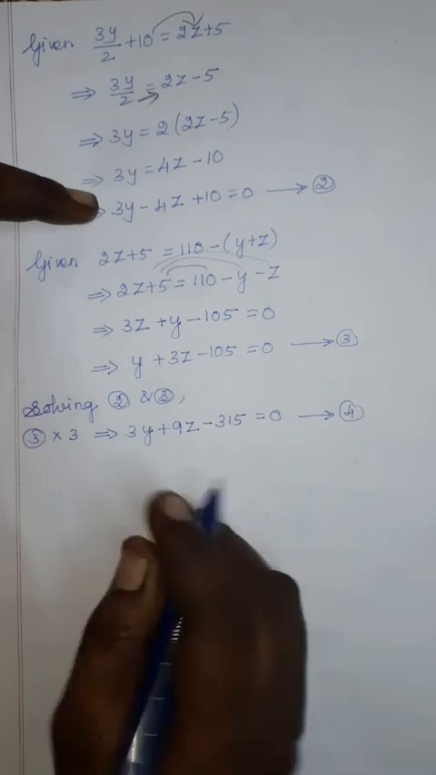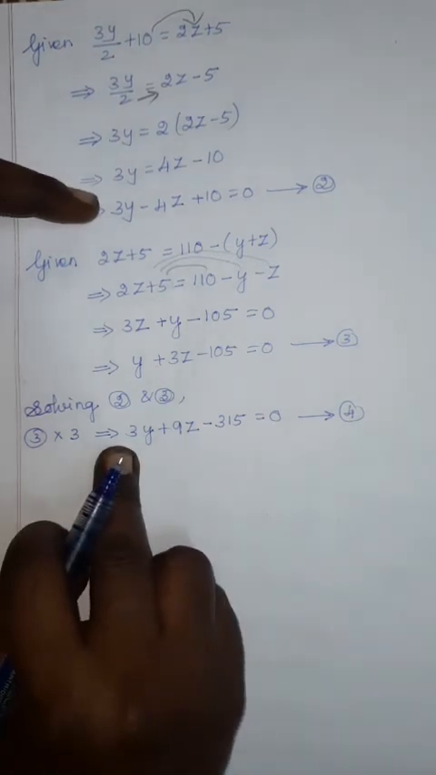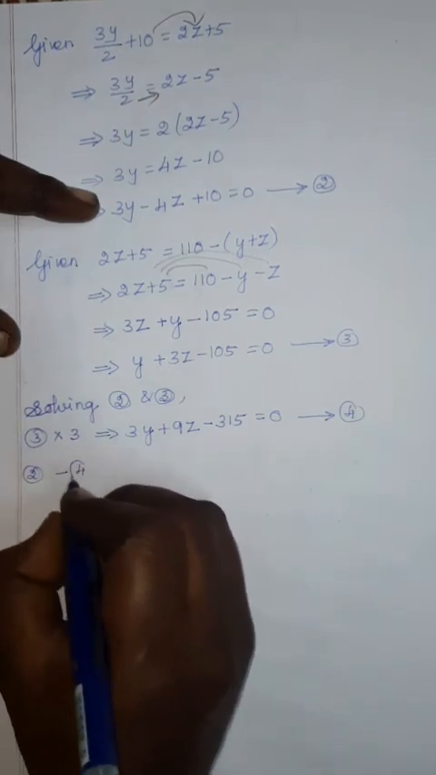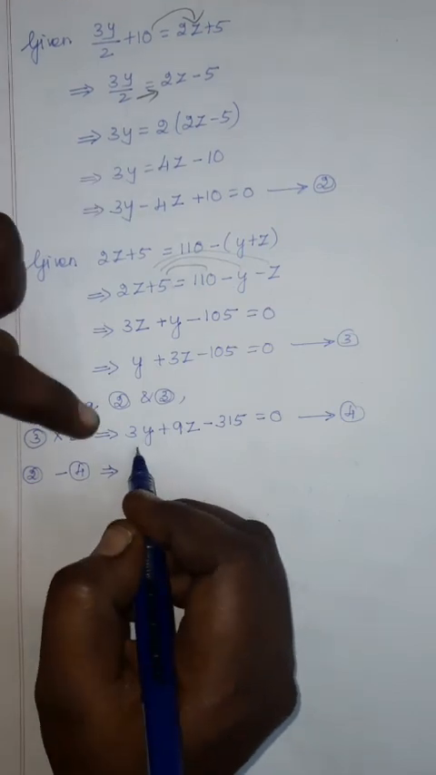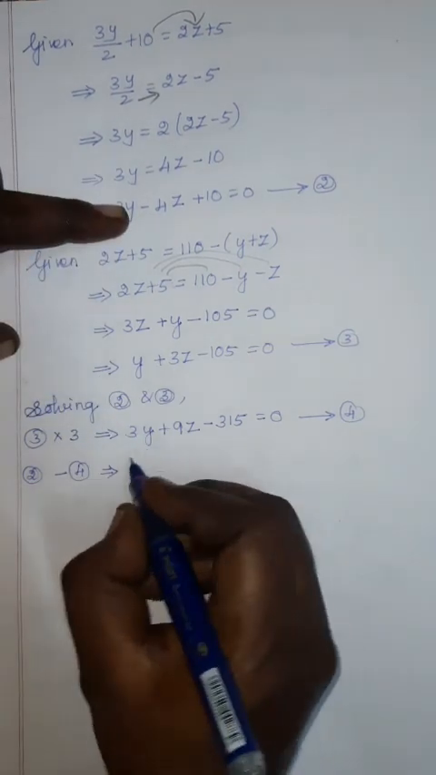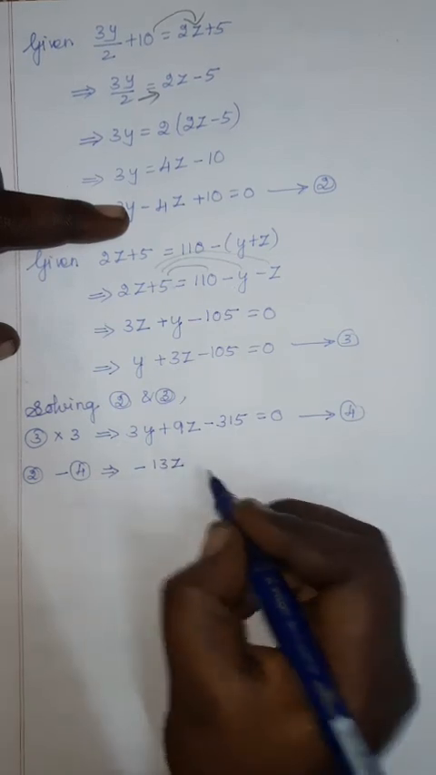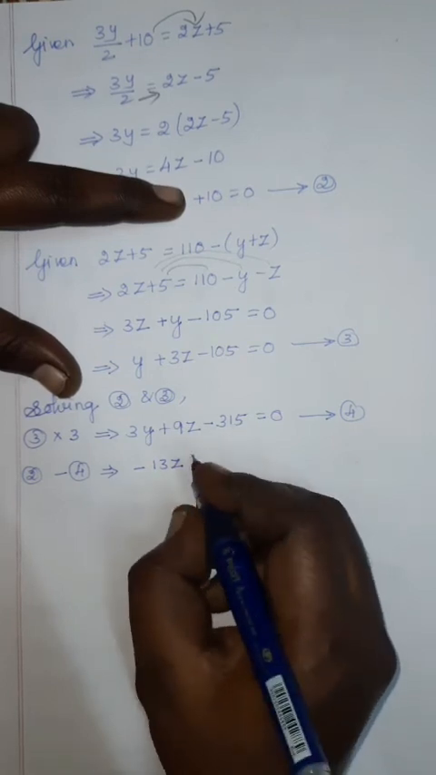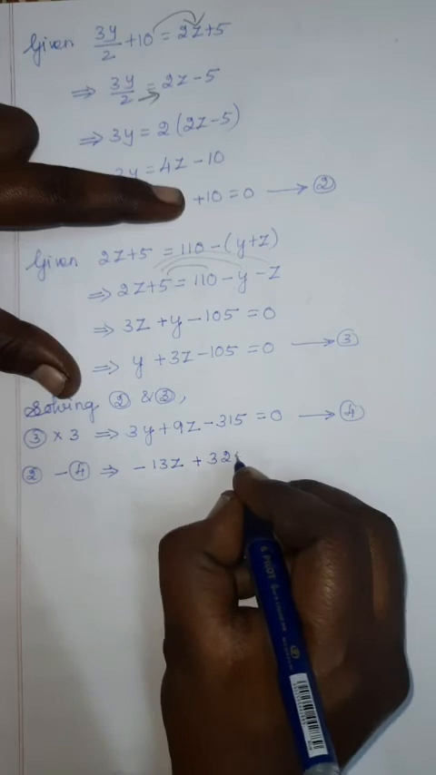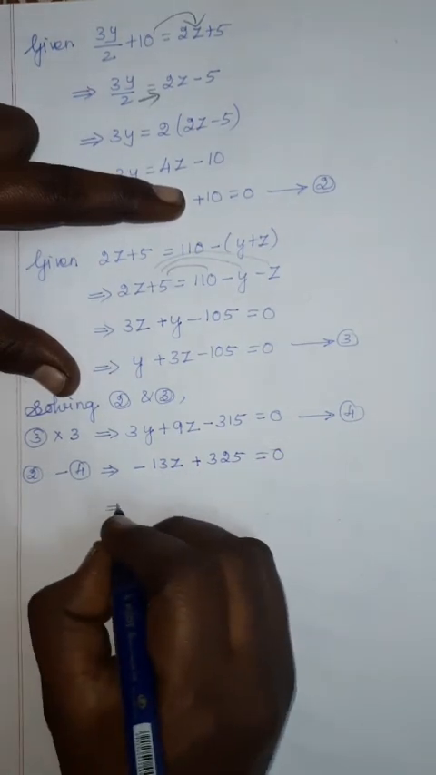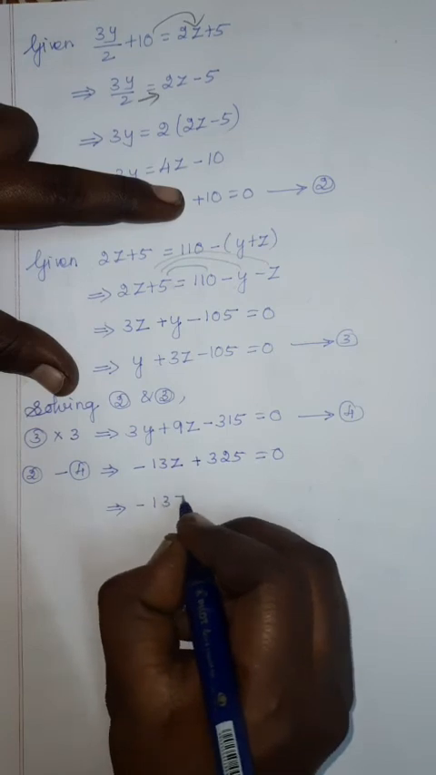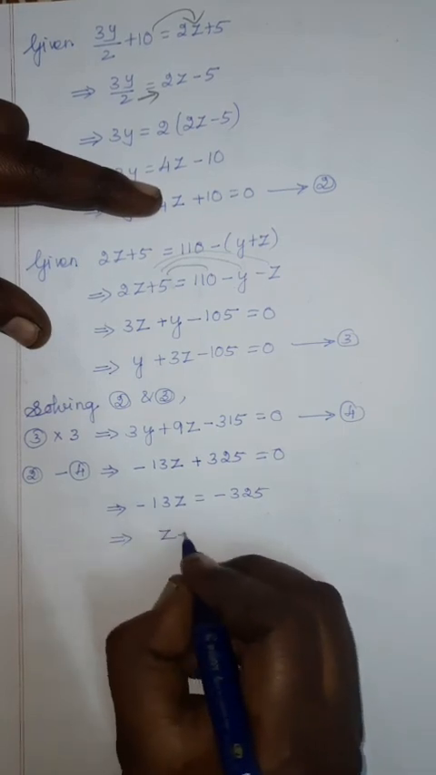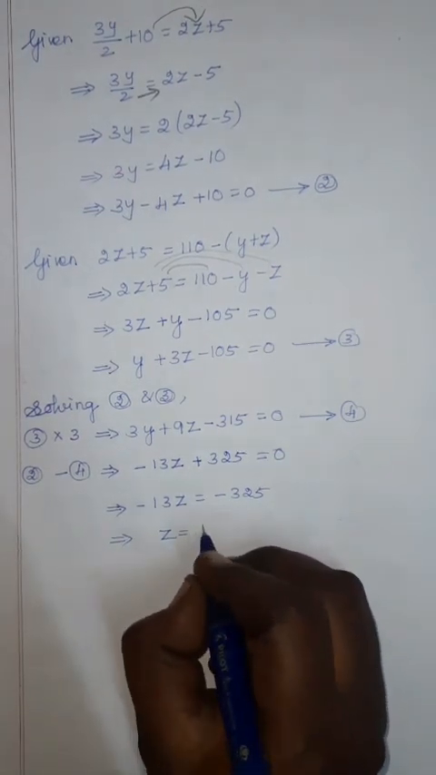Now you see the second equation and the fourth equation. The y term coefficient is the same, so we can subtract equation 2 minus equation 4. You will get 3y minus 3y is 0, minus 4z minus 9z is minus 13z. Then 10 minus of minus 315 is plus 325 equal to 0. So what about the z value? Minus 13z equal to minus 325. So z is equal to 325 divided by 13, you will get 25.